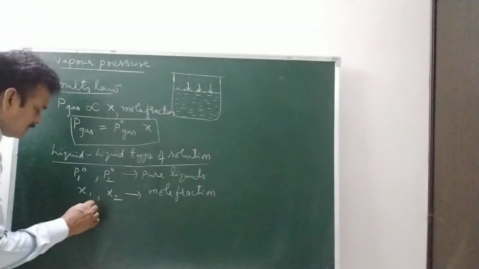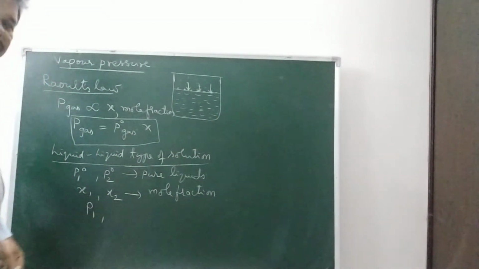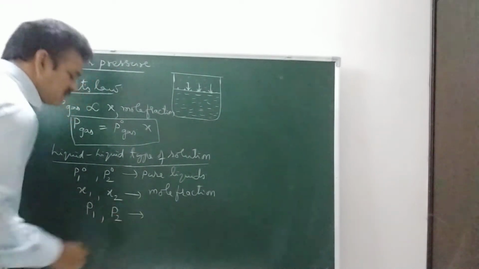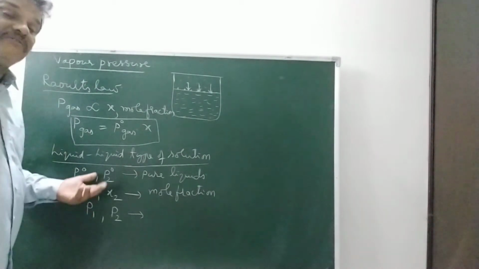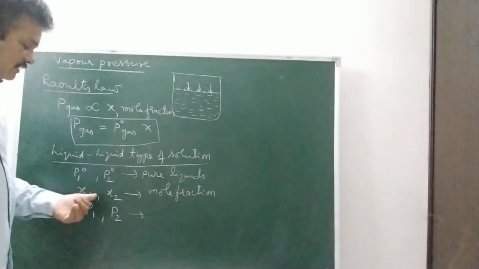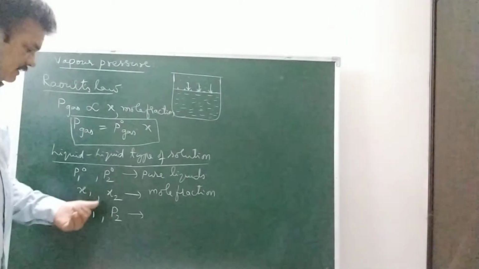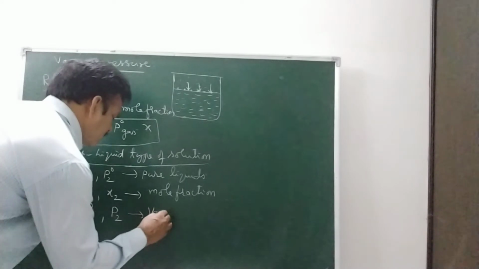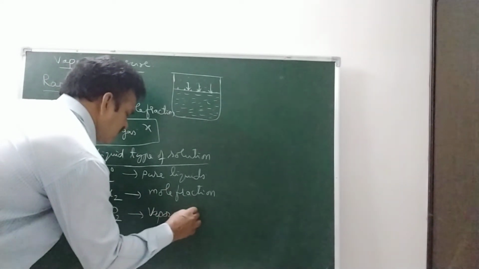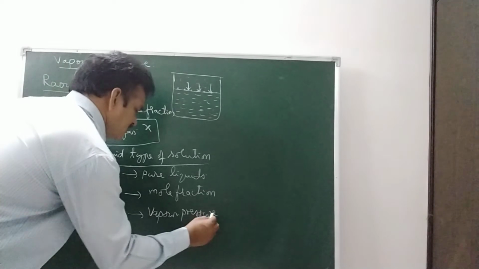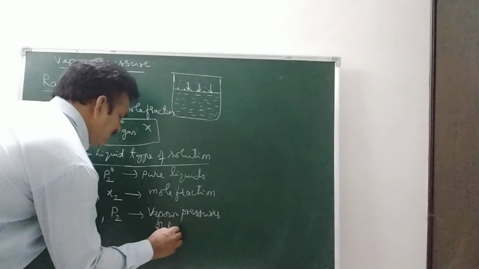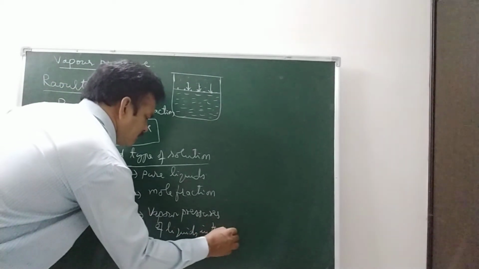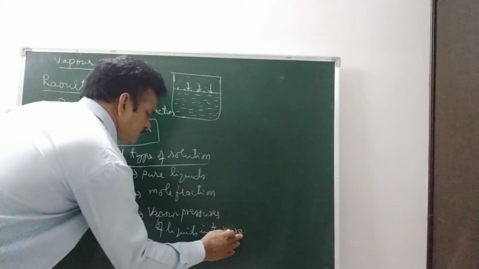Let P1 be the partial pressure of the first liquid and P2 the partial pressure of the second liquid when they are in the form of vapors. So these are the vapor pressures or partial pressures of the liquids in the mixture, when they are mixed with each other.